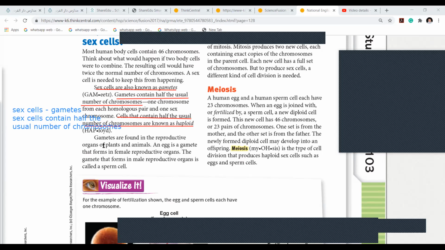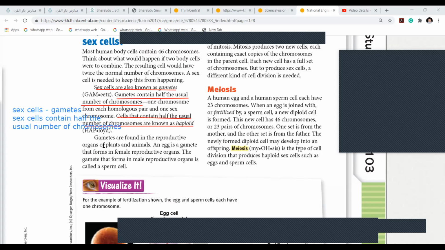Girls, may Allah protect all of us, if a baby is not born with 46, if the baby is born with 45, you know what will happen to him? He will not be normal. He will never be a normal baby.